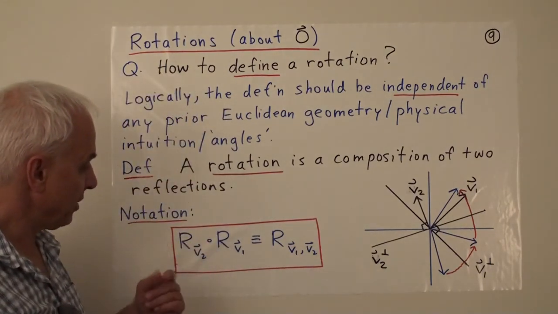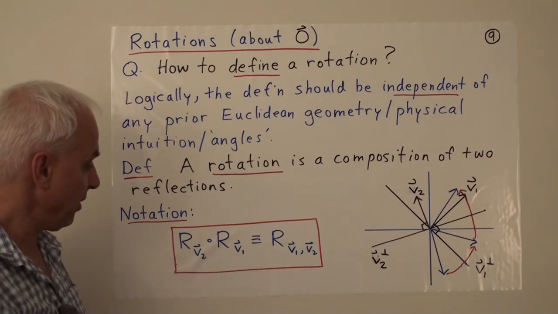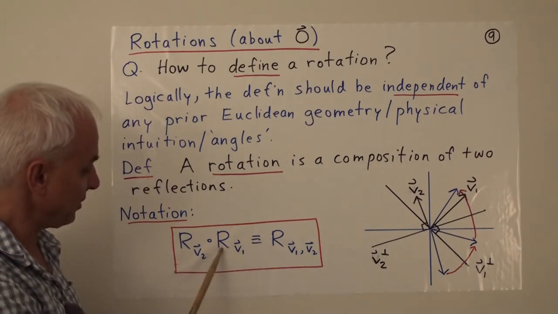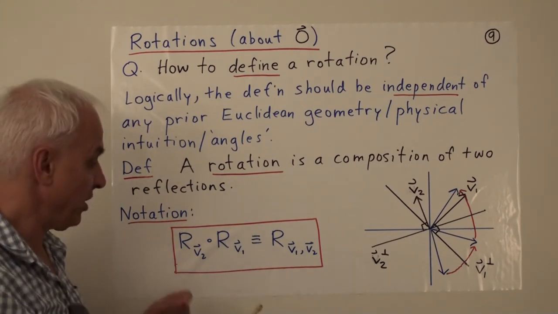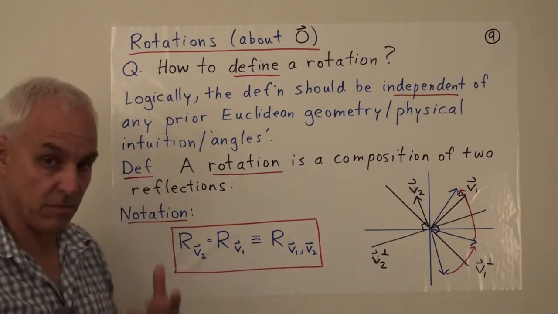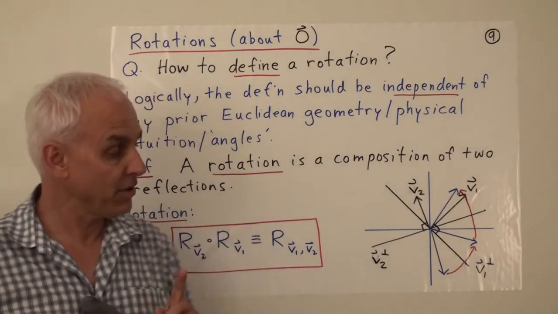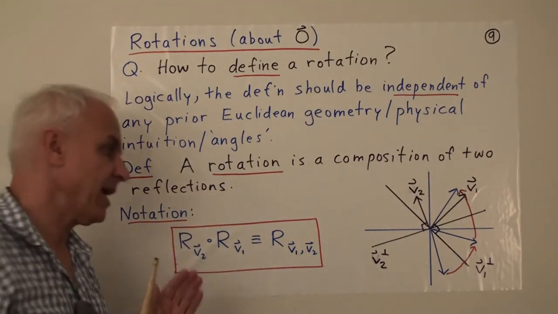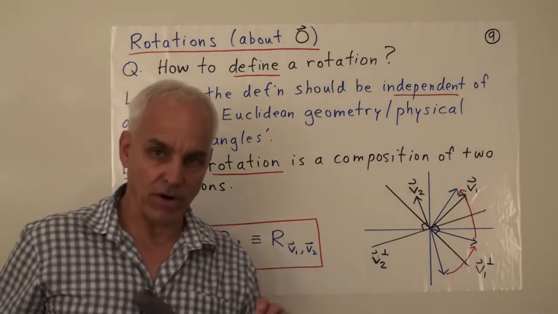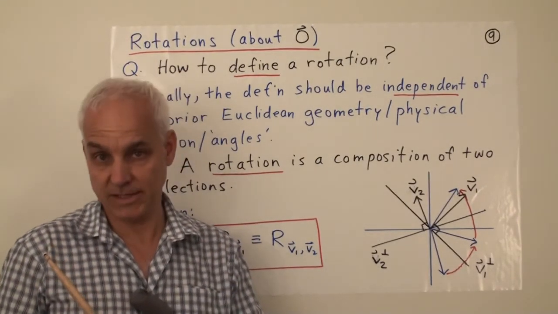So here's a rotation. If we compose r sub v1 with r sub v2, and I remind you that means do this one first, and then do this one, then, by definition, that transformation, they're both linear transformations, so that composition is going to be a linear transformation too. That's what we're going to call a rotation. Okay, technically it's a rotation about the origin. So it's a rather special kind of rotation if we want to be precise.